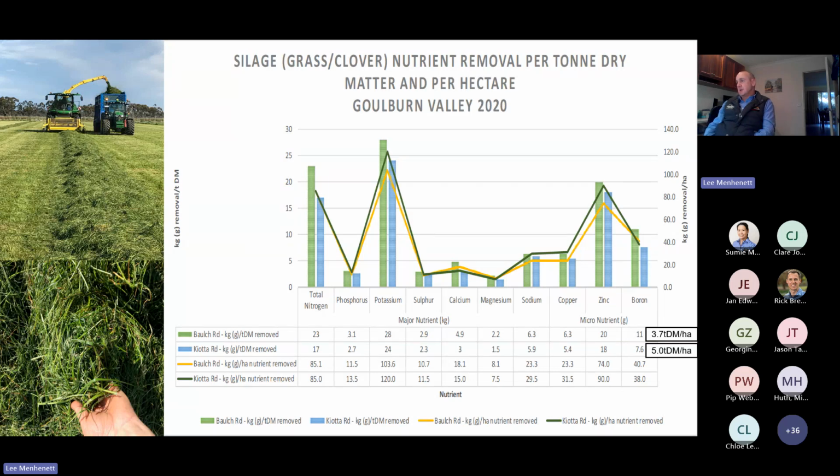So this is just a couple of samples that come off a couple of different paddocks in the Goulburn Valley from the same farmer. And this is grass clover silage. There are two paddocks, Balch Road and Kyoto Road. One yielded 3.7 tonne of dry matter, and the other one yielded 5 tonne. I've just outlined here, this is kilograms as far as major nutrients and grams as far as minor nutrients that have been removed in that dry matter, and then multiplied out by the yield, how many kilograms or grams have been removed per hectare.